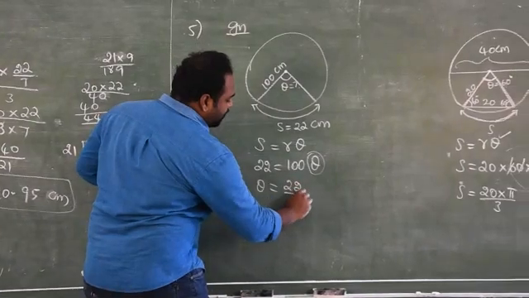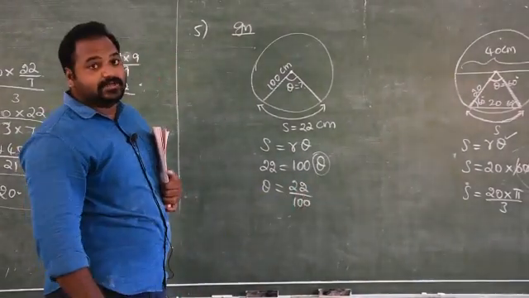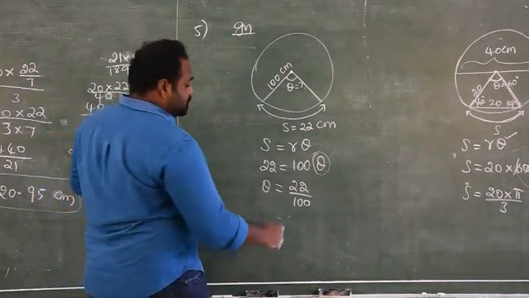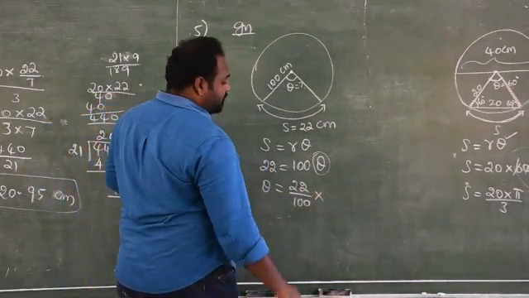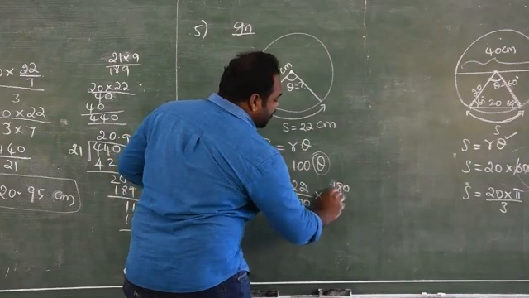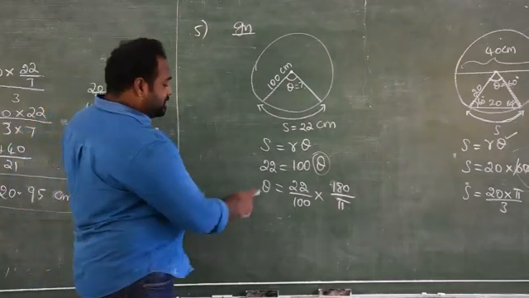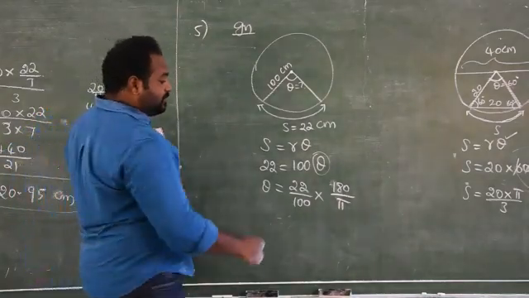So 22 by 100. This is a radian measurement. They are asking for the degree measurement, so I am going to multiply by 180 by pi to get the degree measurement as the theta value. So we have to multiply.